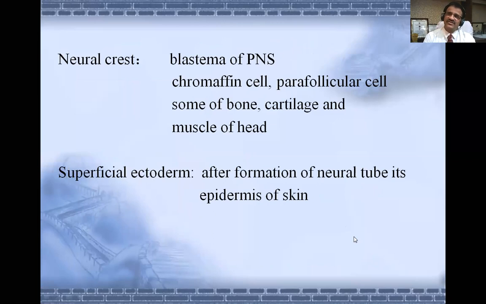So what are the derivatives of ectoderm now? Central nervous system, the brain and spinal cord, and some of the bone, cartilages, and muscles of the head, and skin. Okay, skin means the epidermis of the skin, not the dermis. The dermis comes from mesoderm.